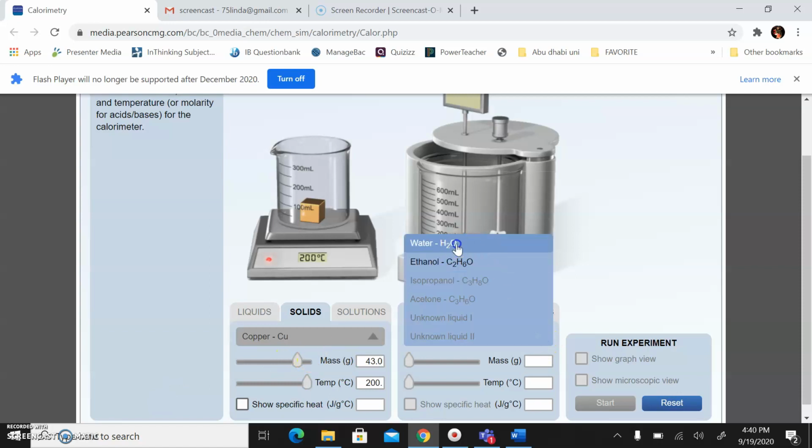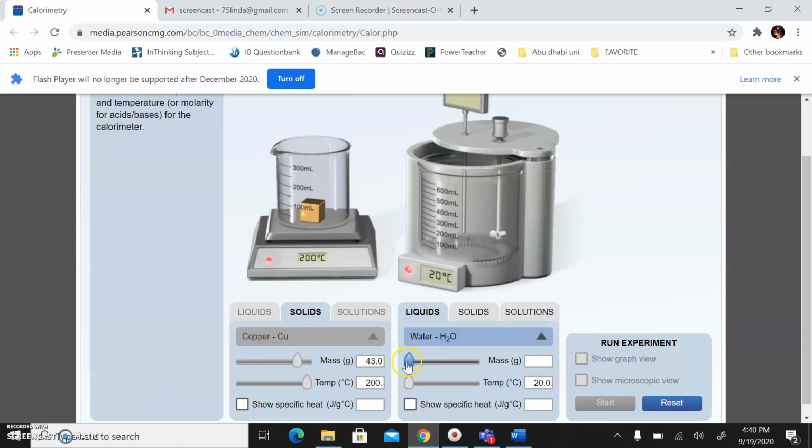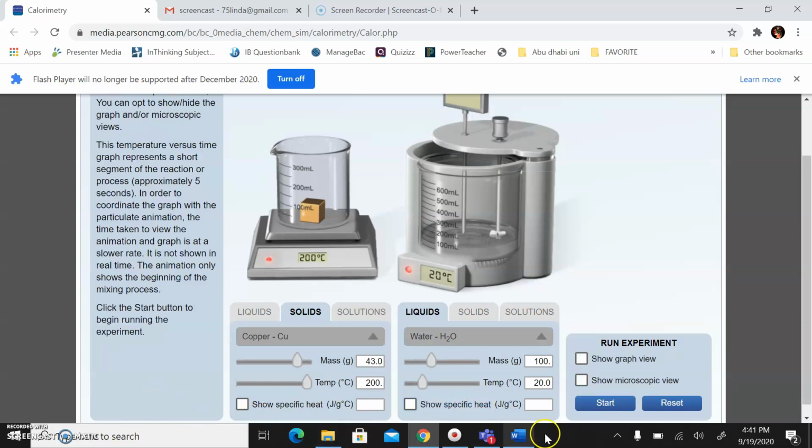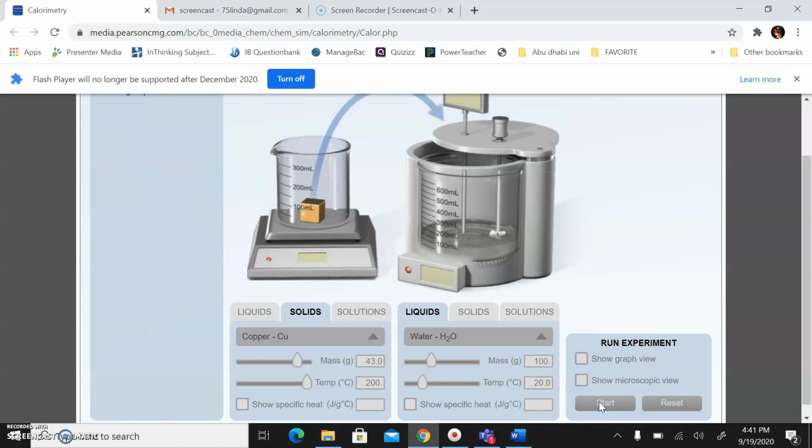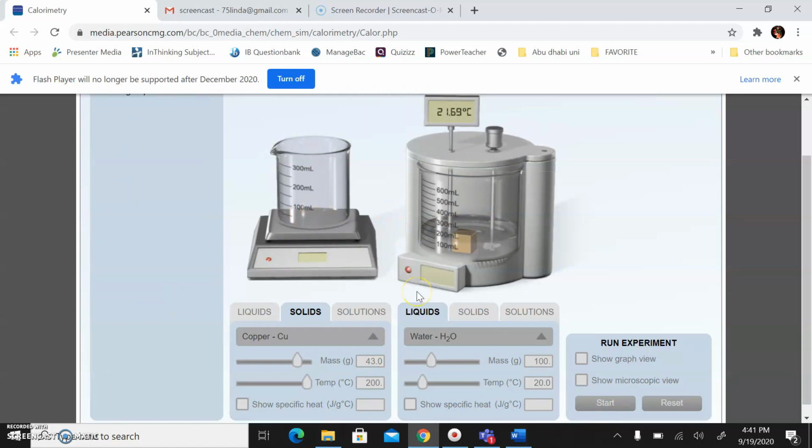Liquid, always choose water, always. We agree, keep it at 100. Don't change it. And the temperature, always keep it at 20. All of these you have to record in the table. After that, you click next. Start. I'm mixing the hot solid with the room temperature water, and I'll wait till it reaches the equilibrium.